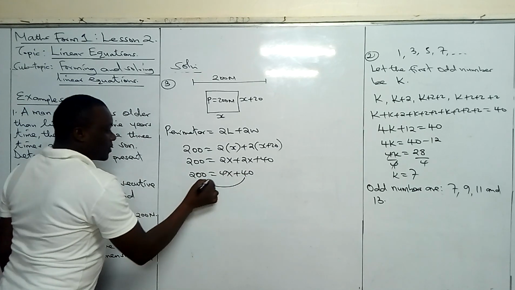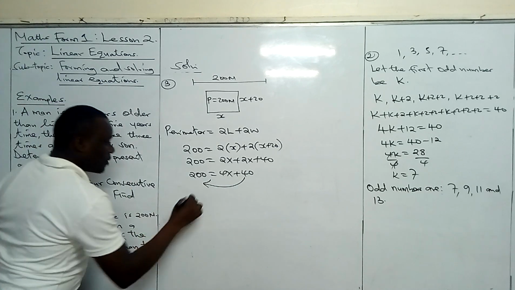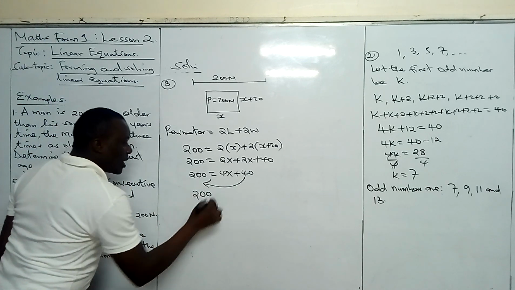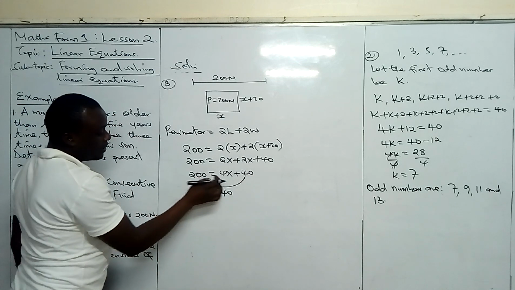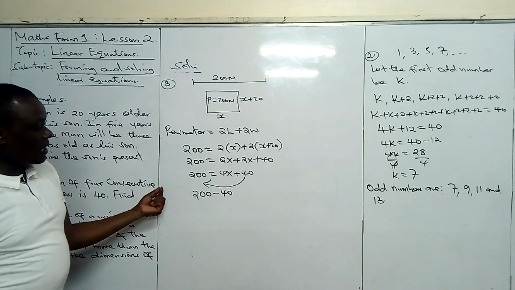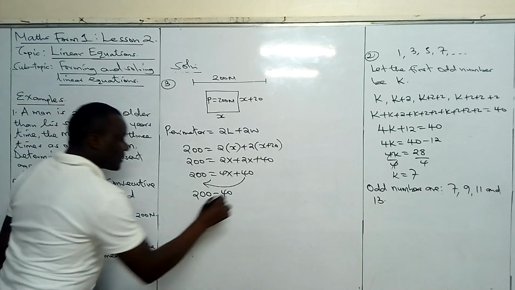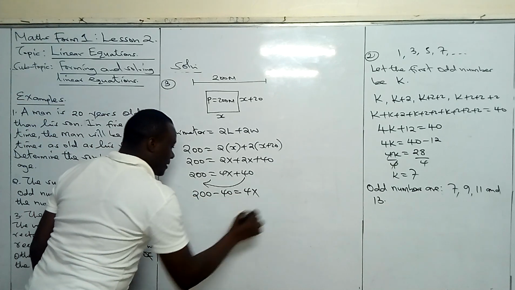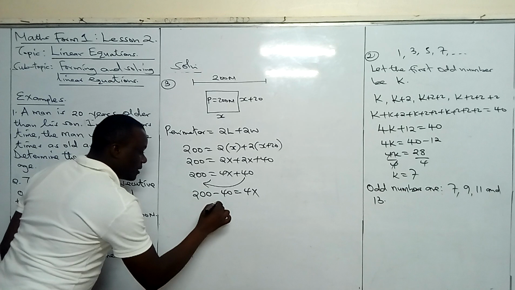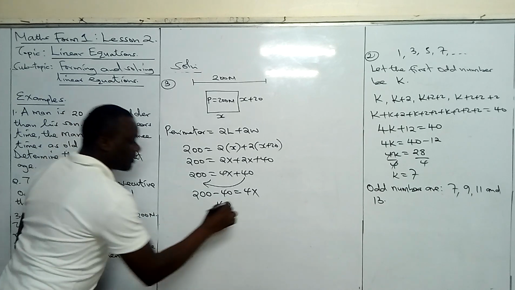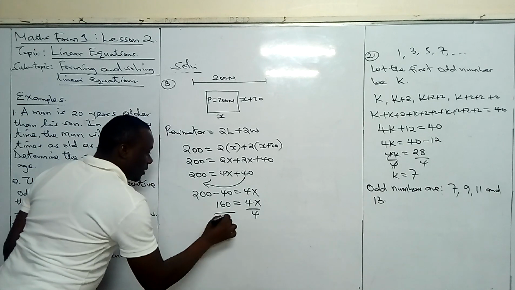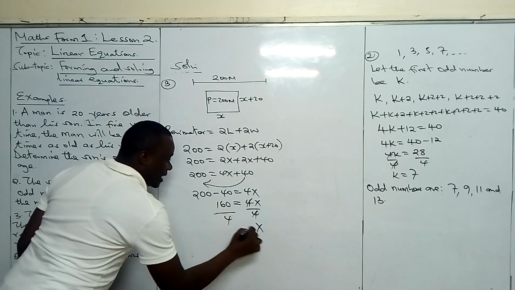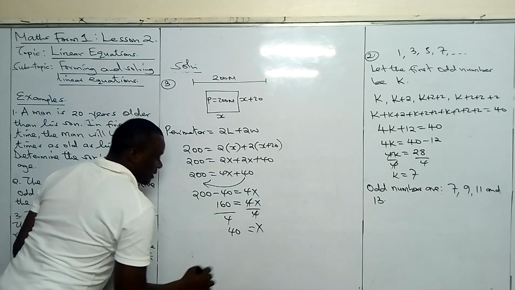We now bring 40 to the other side, whereby we are going to obtain 200 minus 40, because it is positive. When it goes to the other side, it becomes a minus. 200 minus 40 gives us 160, which is equivalent to 4x. We divide by 4, we divide by 4. So our x becomes 40.